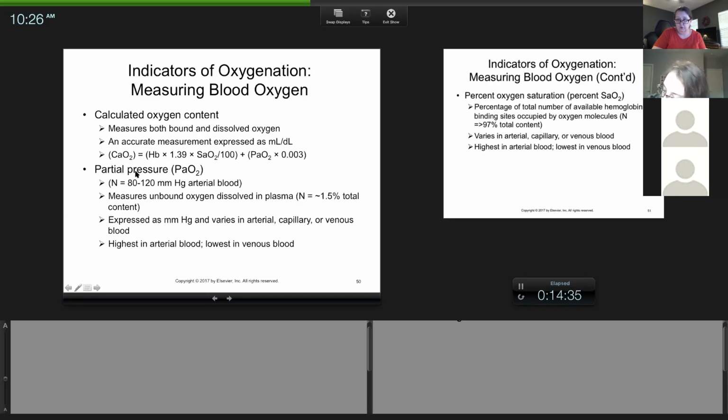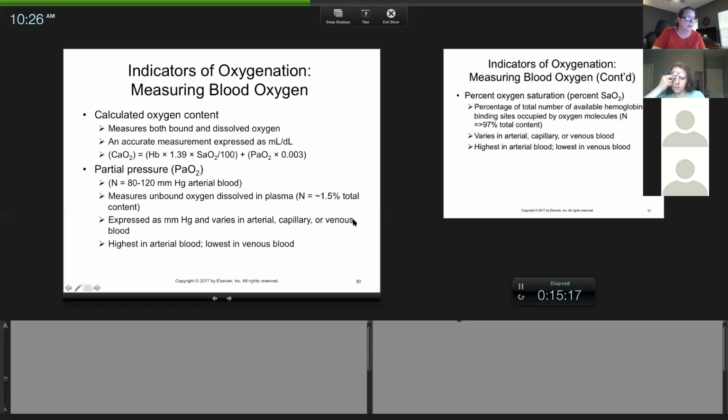PaO2, which is partial pressure, is what measures our unbound or dissolved oxygen, and it is in millimeters of mercury. So right now it tells you 80 to 120 is normal. But this number has to come from an arterial sample. The way I tell students to remember it, it has an A for arterial. That's not what that A means, but if I was taking a test, that's what that A means. PA is for partial. PaO2, and when we measure PaO2, we're measuring dissolved oxygen.